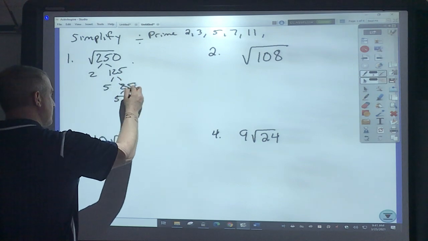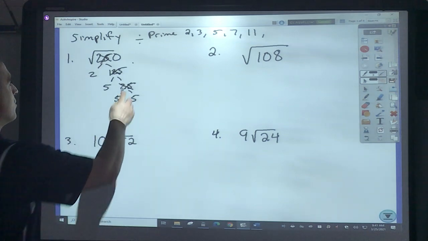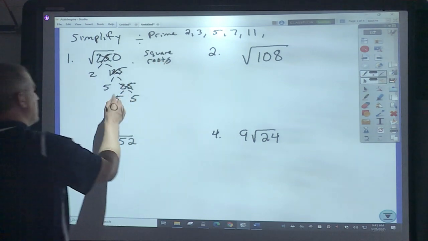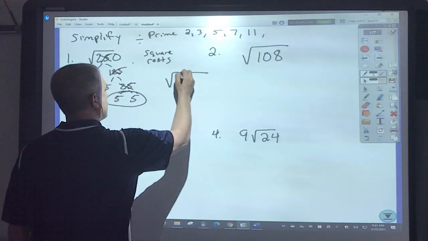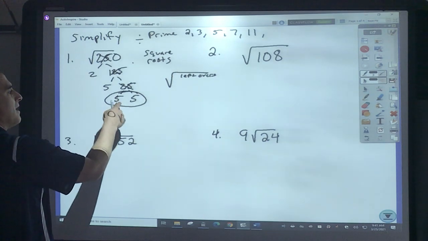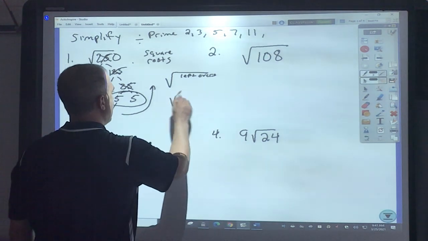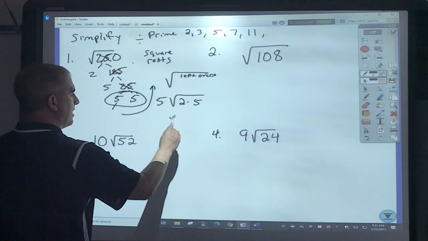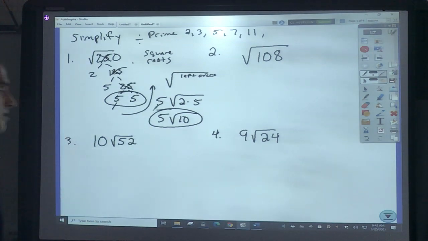Then what I do is everything with a double branch, I cross off. For square roots, and that's what a square root is, I'm looking for pairs. So here is a pair of 5s. When you look at your radical, the leftovers go in here. You're allowed to take one number out per pair and put it there. So my leftovers here are the 2 and the 5. I'm allowed to take one of these 5s out and it goes here. There's always multiplication. 2 times 5 would be 10. So this would reduce to 5 square root of 10.